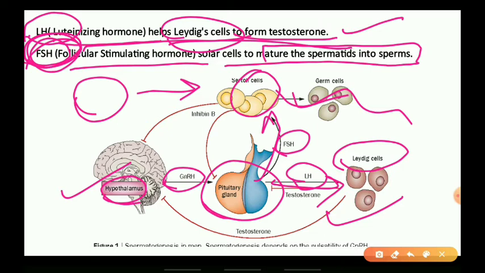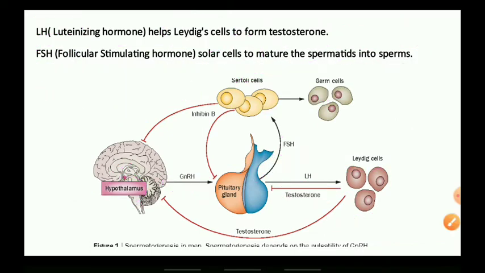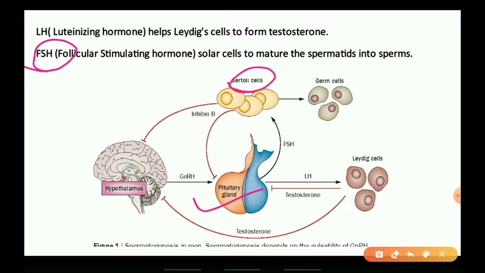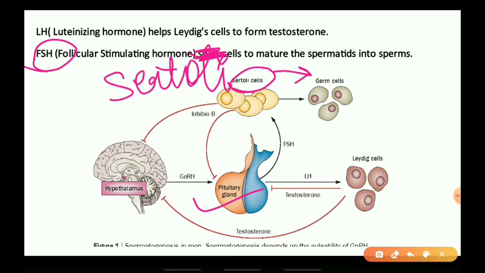Whereas when follicular stimulating hormone is produced by the pituitary gland, it helps the Sertoli cells. Here I am writing Sertoli cells. It helps the Sertoli cells to form the germ cells. Sertoli cells help the spermatids to convert into sperms.